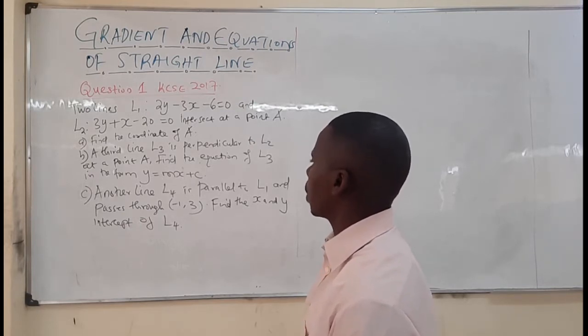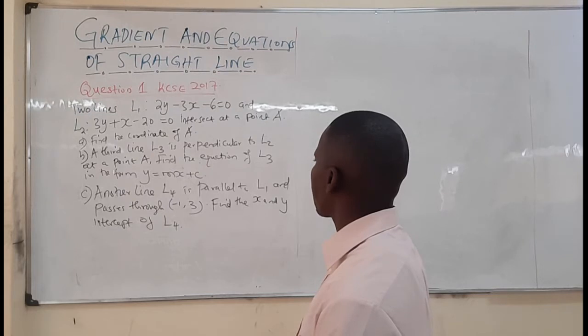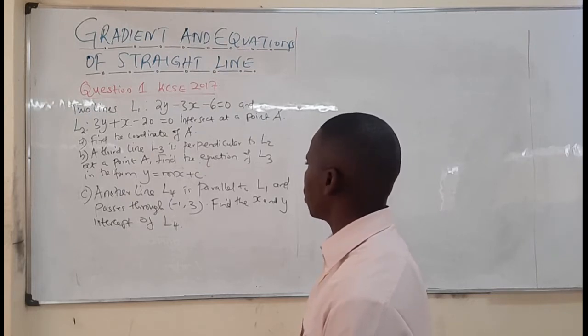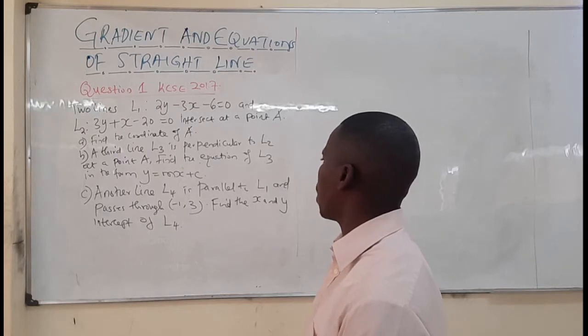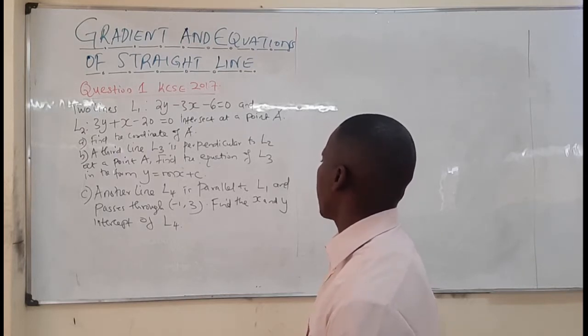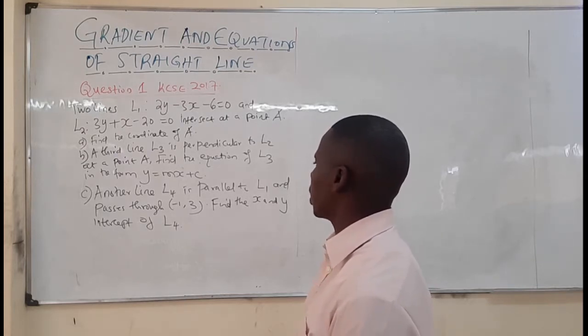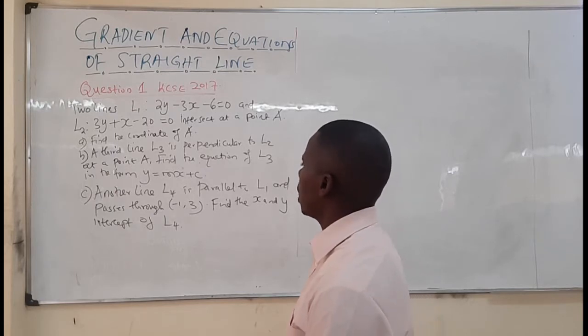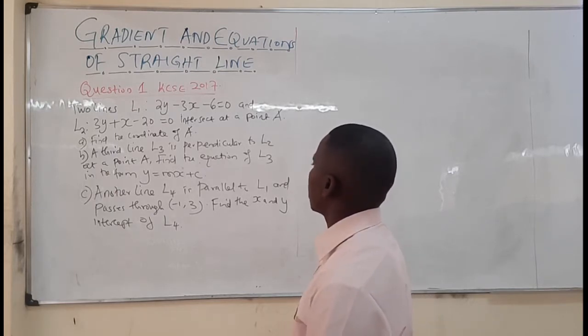And the last part of the question: another line, line 4, is perpendicular to line 1 and passes through the point (minus 3, minus 1). Find the x and the y intercept of line 4. So let's look at this question.